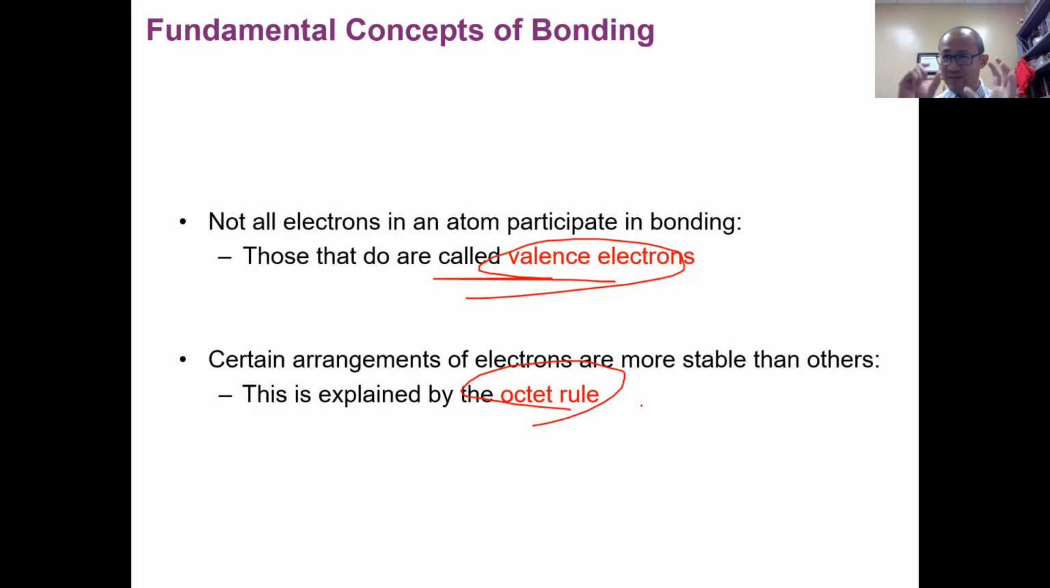The octet stands for 8. So there are some 8 electrons playing in here. We're going to see that. So these two are the fundamentals of chemical bonding: valence electrons that are involved in bonding, and electrons tend to arrange into a more stable format called the octet. So let's take a look.